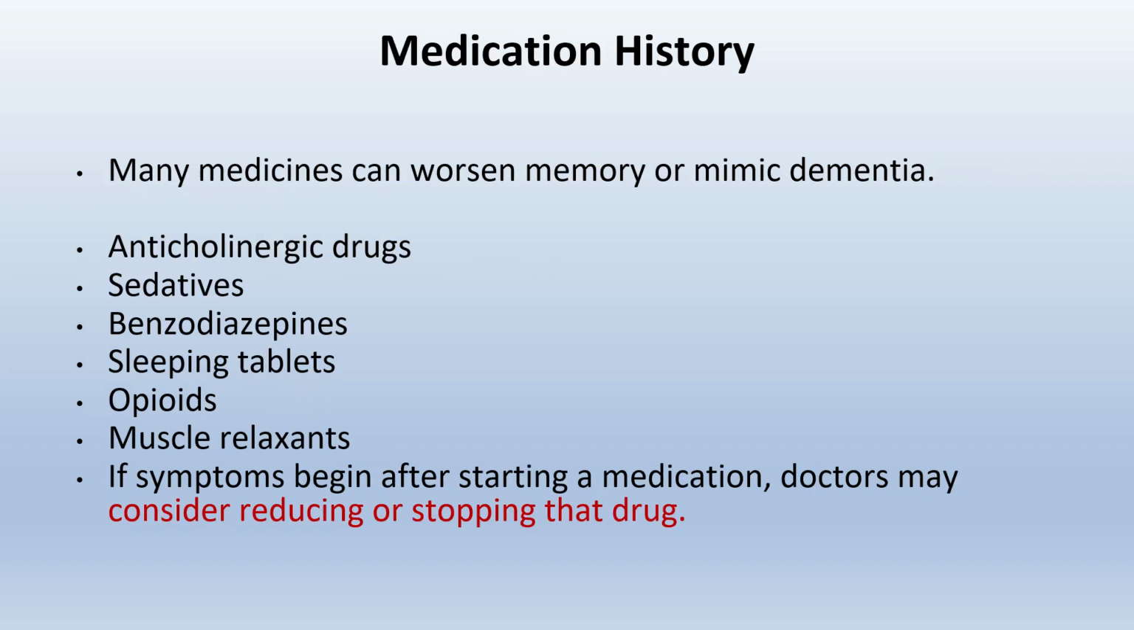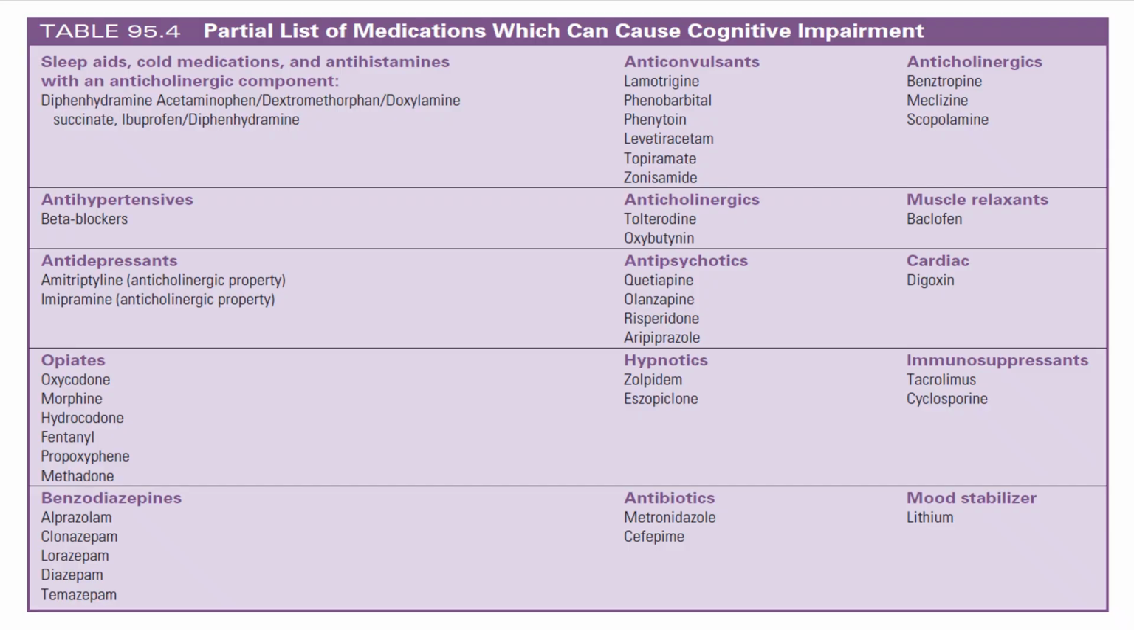Medication history. Many medicines can worsen memory or mimic dementia, like anticholinergic drugs, sedatives, benzodiazepines, sleeping tablets, opioids, muscle relaxants. If symptoms begin after starting a medication, doctor may consider reducing or stopping the drug. Partial list of medications which can cause cognitive impairment.